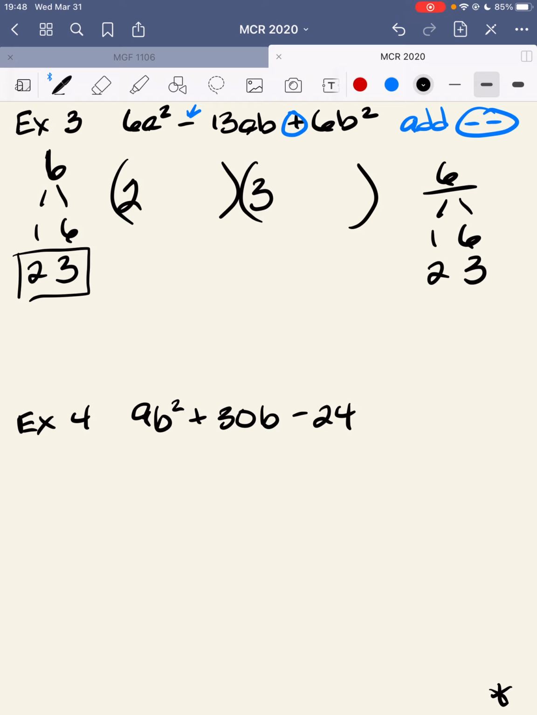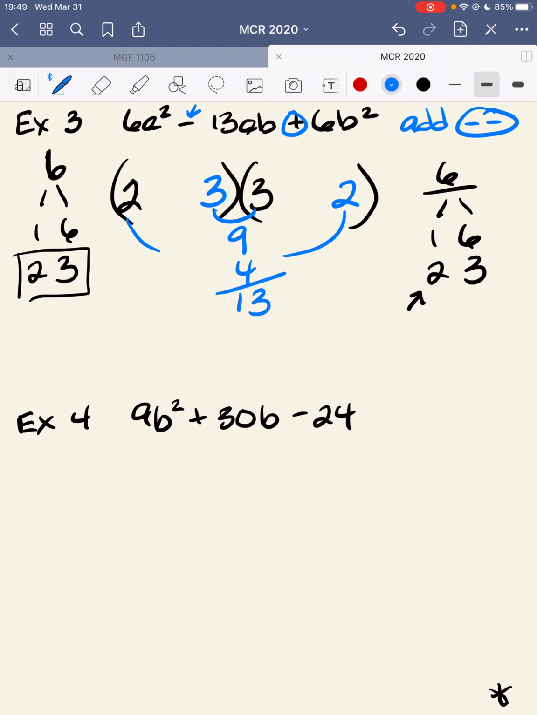Now remember, if I use the other 2 and 3, the 3 can't be with the other 3 and the 2 can't be with the other 2. So my 3 goes here and my 2 goes here, and I'm just going to test. All right. So 3 times 3 is 9. 2 and 2 is 4. That gives me 13.